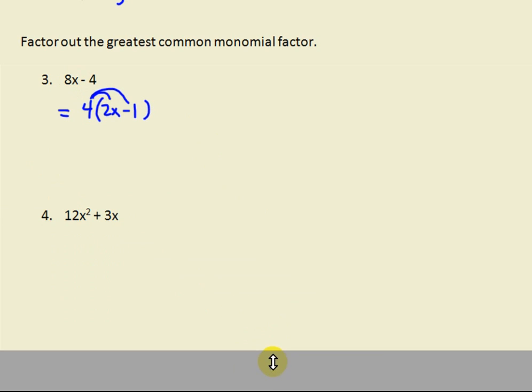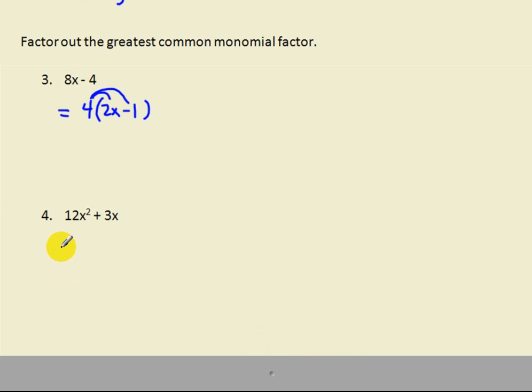Number 4, 12x² + 3x. If we look at our coefficients 12 and 3, the greatest common factor is 3. Now look at the variable, x² and x. We can take only as many x's as the fewest number we have in any term. Here we have 2 x's, here we only have 1. Because we only have 1 in the second term, we can only factor out 1. We can't take more than we have in any given term.